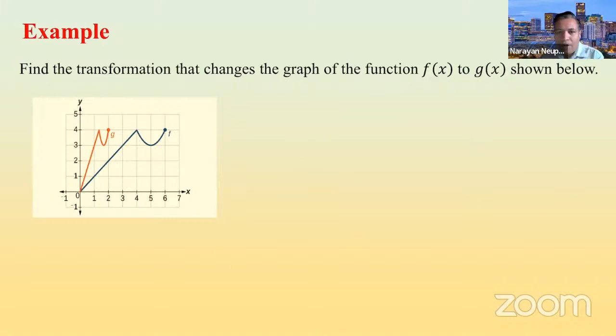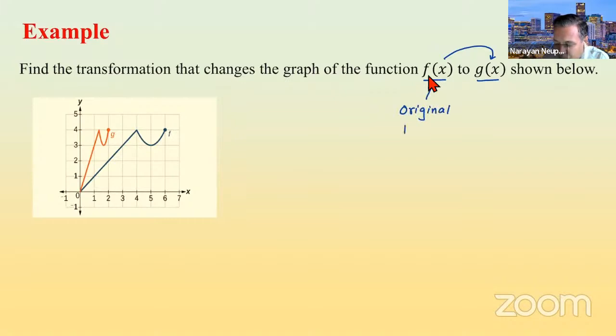Okay, everybody, now look at the screen here. The question says the transformation that changes the graph of the function f of x to g of x. So our original function is f of x. We are getting a new function g of x. Okay, f of x is the original function.